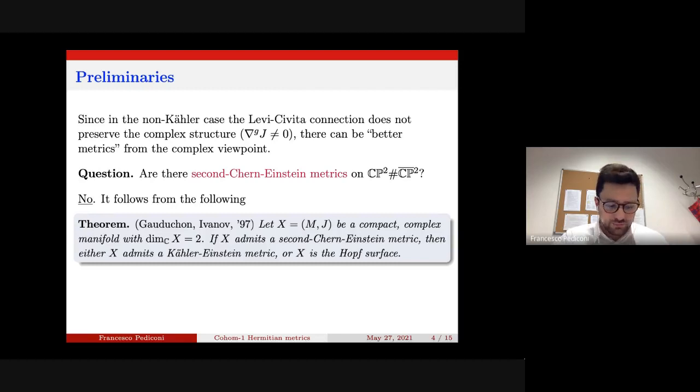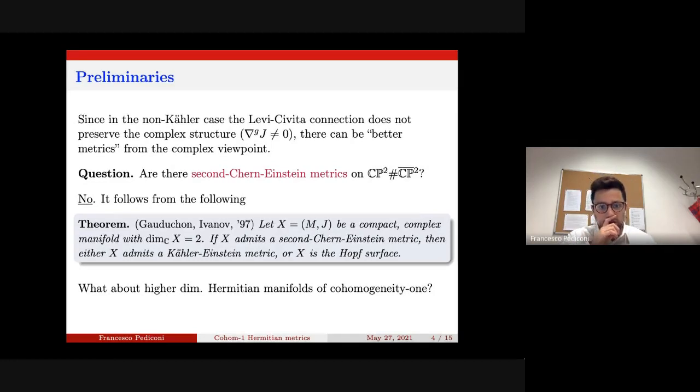So as you can see, the existence of this special kind of metric is related to the existence of Kähler-Einstein metrics, with the only exception of the Hopf surface. So in general, at least in complex dimension 2, you have no chance to get special metrics which are not Kähler-Einstein, okay? But the point here is that the Gauduchon-Ivanov theorem just holds true in complex dimension 2. So the starting point of our work is that maybe there's the chance to get special Hermitian metrics in higher dimensional manifolds by using a cohomogeneity-one approach.